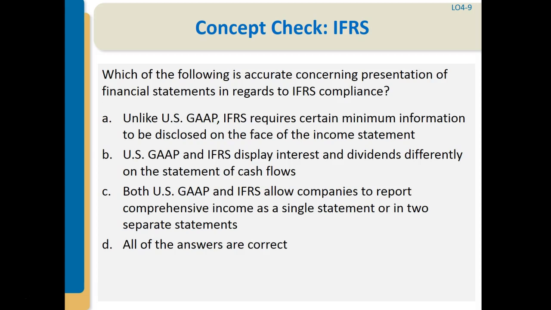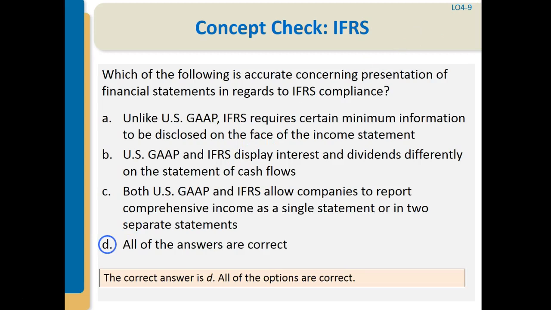A: Unlike U.S. GAAP, IFRS requires certain minimum information to be disclosed on the face of the income statement. B: U.S. GAAP and IFRS display interest and dividends differently in the statement of cash flows. C: Both U.S. GAAP and IFRS allow companies to report comprehensive income as a single statement or in 2 separate statements. Or D, all of these answers are correct. Well, I hope you get this one. They're all correct.